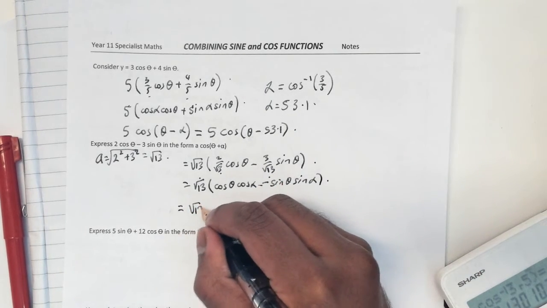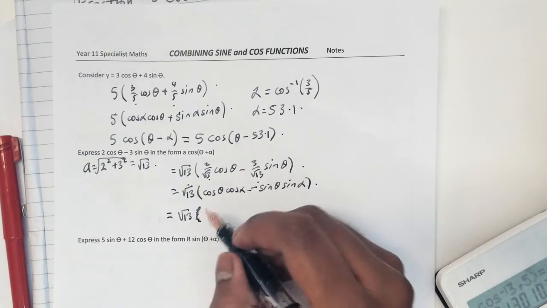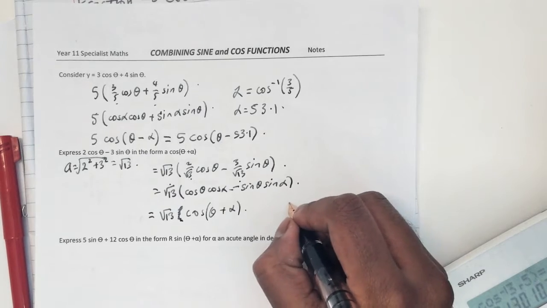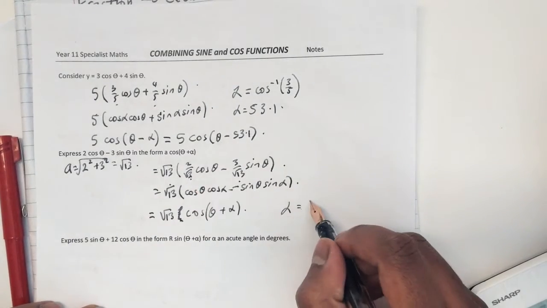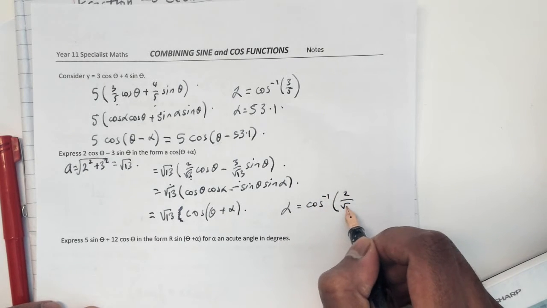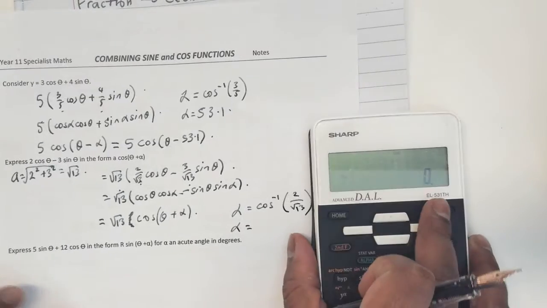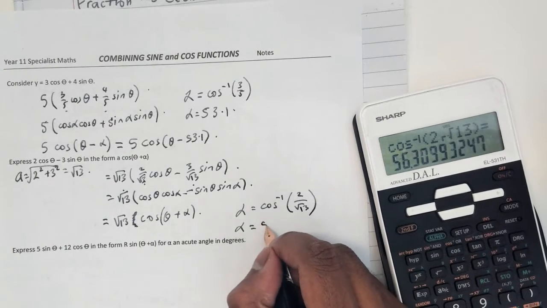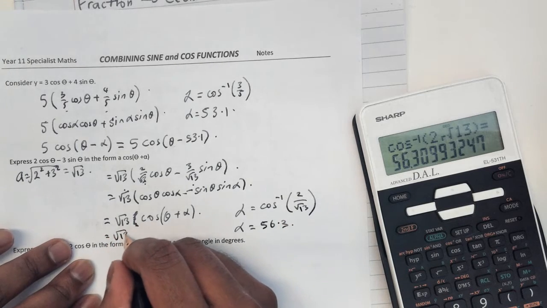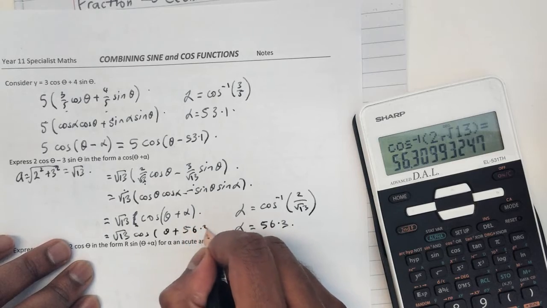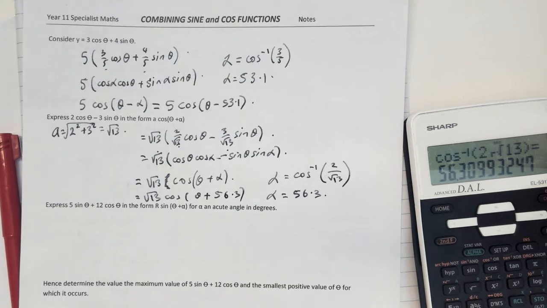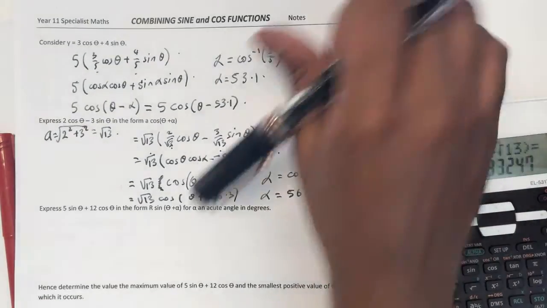So that can be turned into, probably don't need that bracket, so it's cosine theta plus alpha. Alpha is, let's use that one, cosine inverse, 2 over root 13. Use my calculator. 56.3. Is that what you got, Macklin? So that one's quite simple as well.